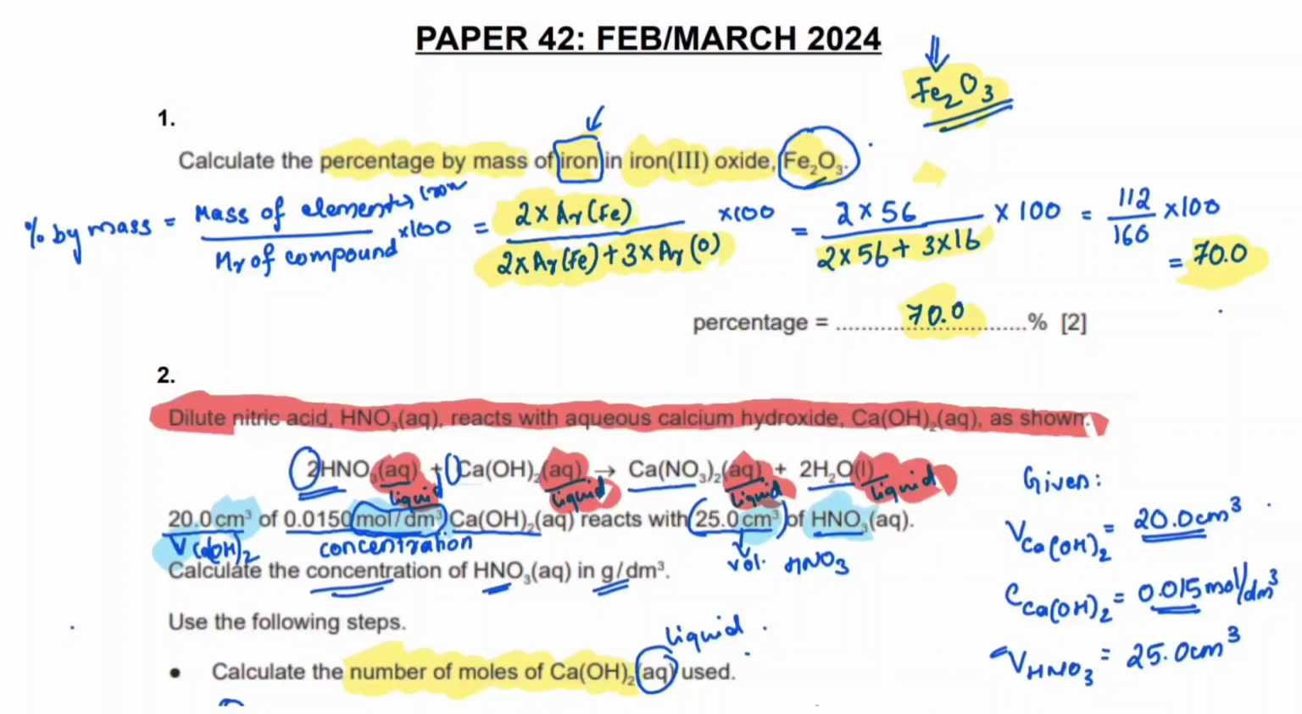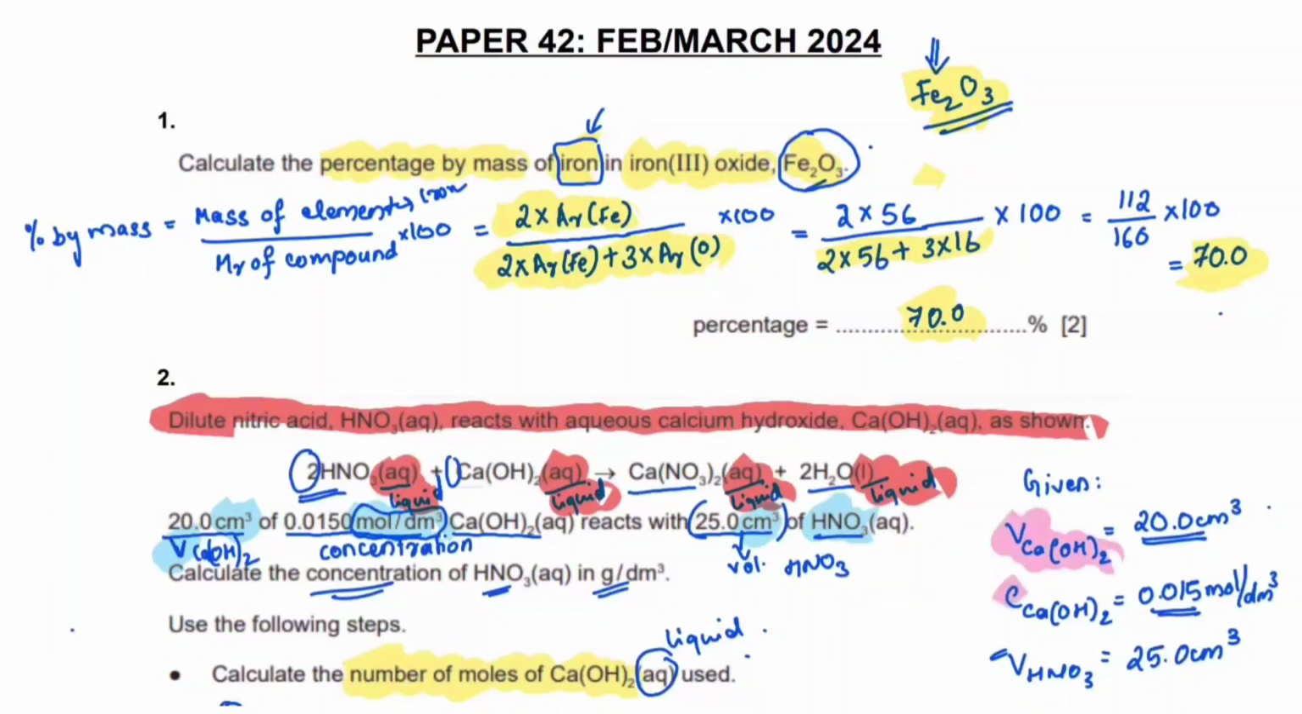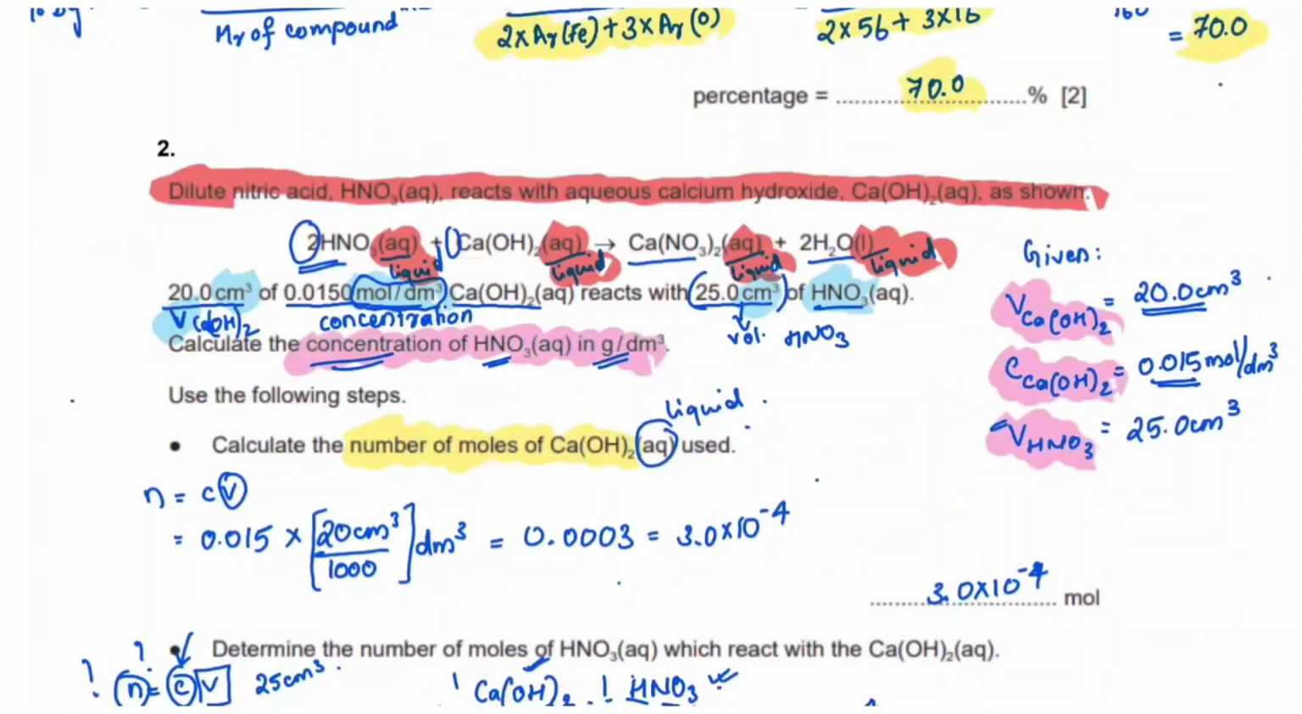But here the volume of HNO3 is being mentioned. So what are the given details in this question? The given details are volume of calcium hydroxide, which is 20 centimeter cube, then concentration of calcium hydroxide, which is 0.015 mole per decimeter cube, and finally, they have also given volume of HNO3, which is 25 centimeter cube. And then they are asking us to calculate the concentration of HNO3 in gram per decimeter cube using the following steps. The first step asks us to calculate the number of moles of calcium hydroxide aqueous used.